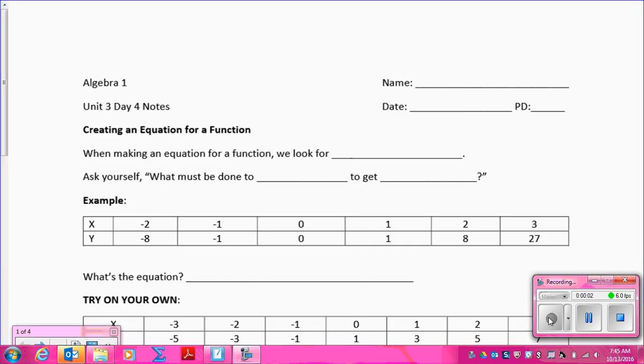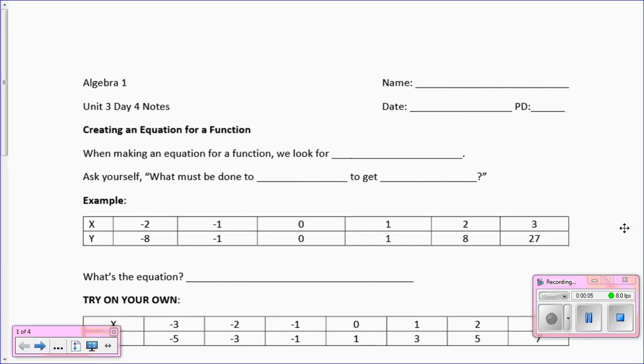Hi everybody, we're going to go ahead and get started on today's notes. So today we're talking about creating equations for a function using patterns, and also finding certain x and y coordinates given only one and the equation. Okay, so let's go ahead and get started.